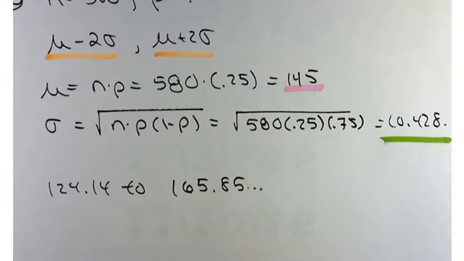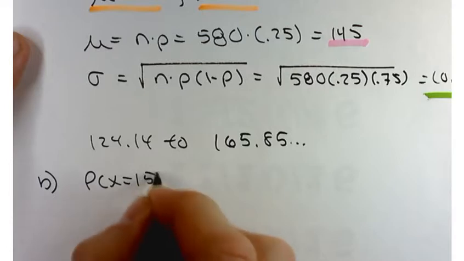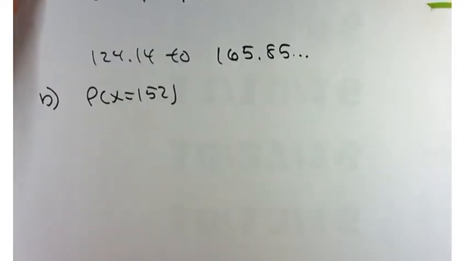Let's take a look at part B. It says find the probability of getting exactly 152 P's. So this is part B: the probability that X equals 152. It's probably going to be pretty small. Not terribly small, because I don't think it's too far away from what you expect, but not that big either.